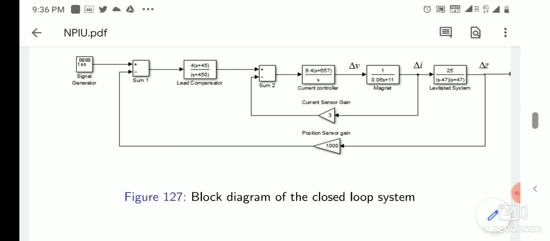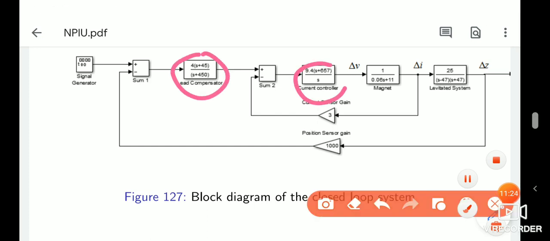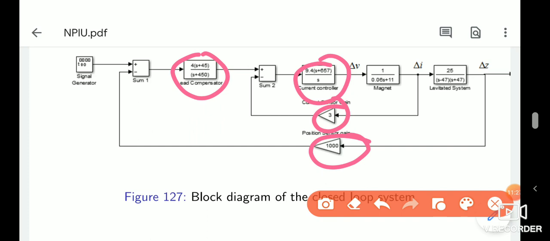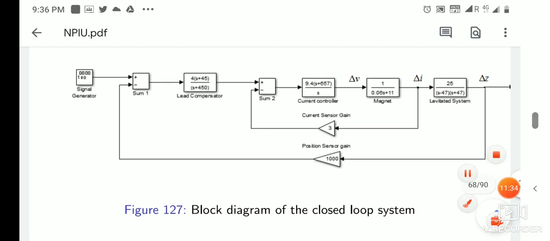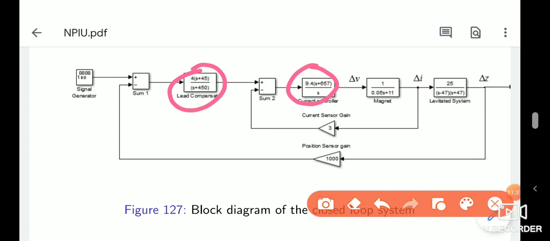But the rest of the part we need to fabricate. This is the feedback actually, the sensor feedback. But the main part is this controller. The PI controller is in the inner loop and in the outer loop there is the lead compensator. Now I will discuss how we will design the circuit from this block diagram of MATLAB.